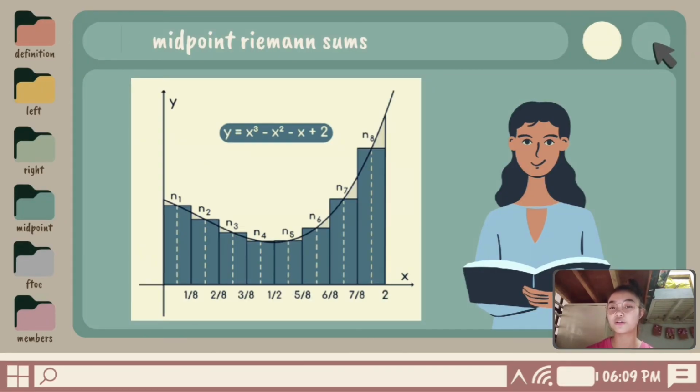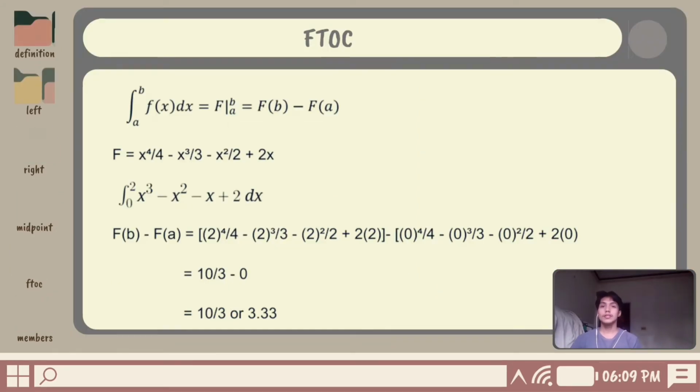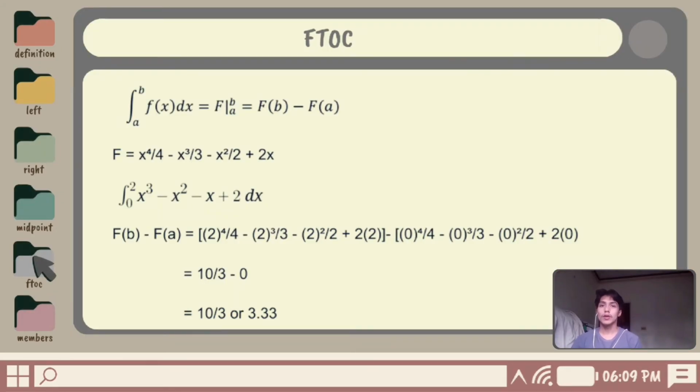For the illustration of the graph, we can use the GeoGebra app. To input the values, we can use the A equal rectangle sum quantity x cubed minus x squared minus x plus 2, 0, 2 using 0, and the graph will look like this. For the last part of our definite integral, we have to get the fundamental theorem, or also known as FTOC. So what you first need to do is get the integral of x raised to 3 minus x raised to 2 minus x plus 2 dx.